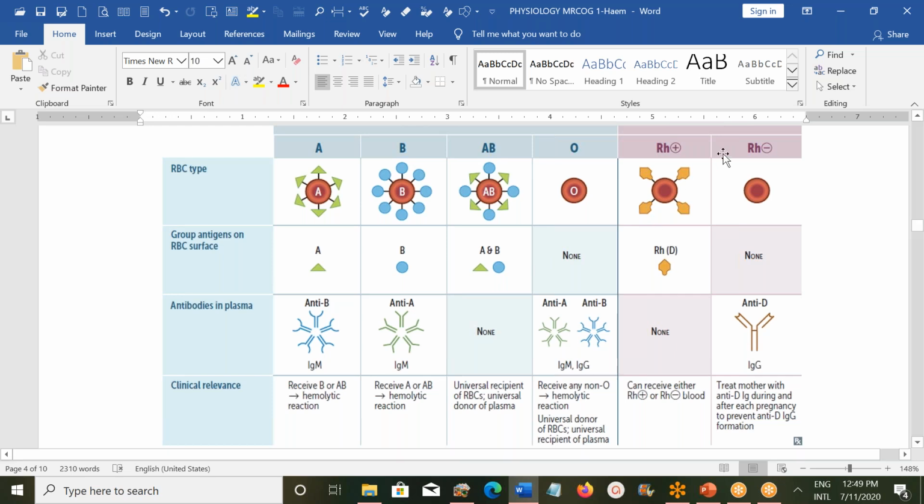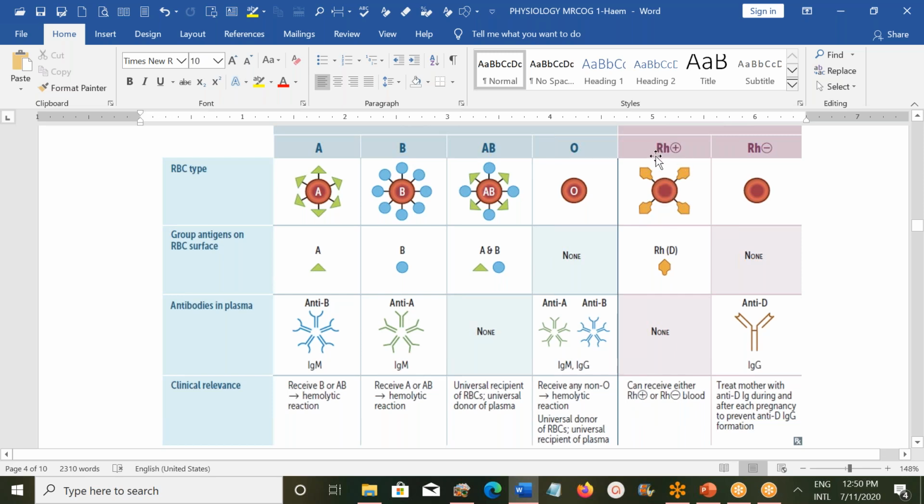So this is the Rh factor, Rh positive and Rh negative. You can see here this is the RBC type. So what are we going to see? We are going to see the RhD antigen. It is present on the Rh positive people. They will have no antibodies. And the Rh negative, they have no antigen on the surface, okay? But they will have antibodies. Rh positive, they have no antibody. But Rh negative, they will have antibodies. So the person who is Rh positive can receive either Rh positive or Rh negative blood.